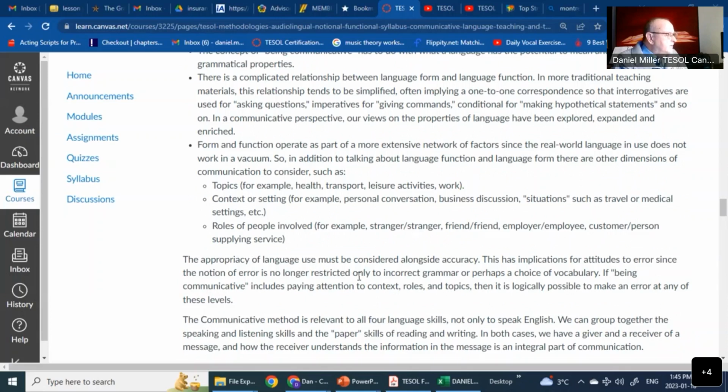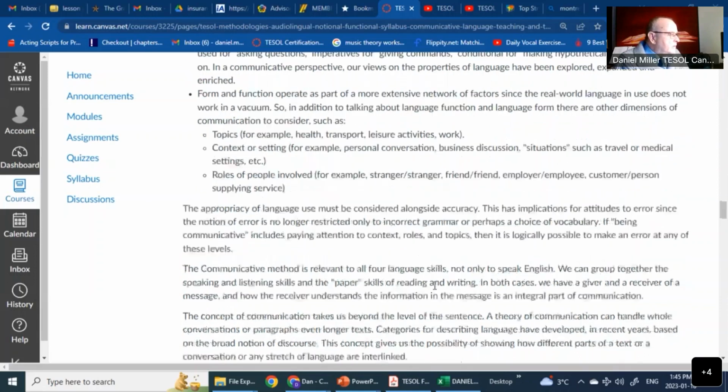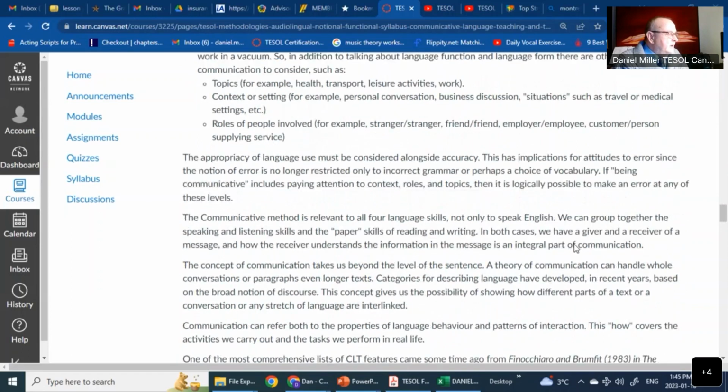The appropriacy of language use must be considered alongside accuracy. This has implications for attitudes to error, since the notion of error is no longer restricted only to incorrect grammar or perhaps a choice of vocabulary. If being communicative includes paying attention to context, roles, and topics, then it is logically possible to make an error at any of these levels.